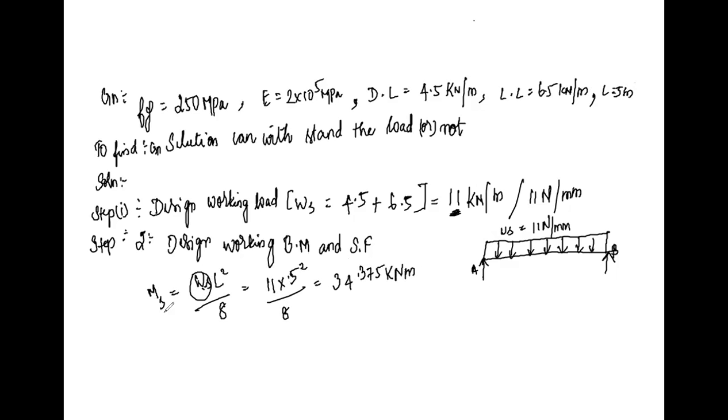Then coming to the shear force, Vs. The formula to calculate the shear force for a simply supported beam having a UDL load is WS L by 2, where WS is equal to 11 and L is 5, divided by 2. Answer is 27.5 kilonewton. The unit for shear force is kilonewton.